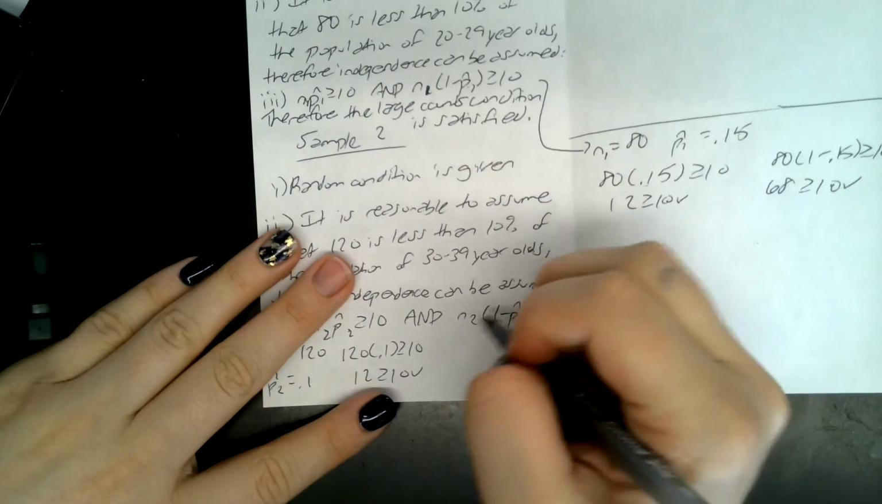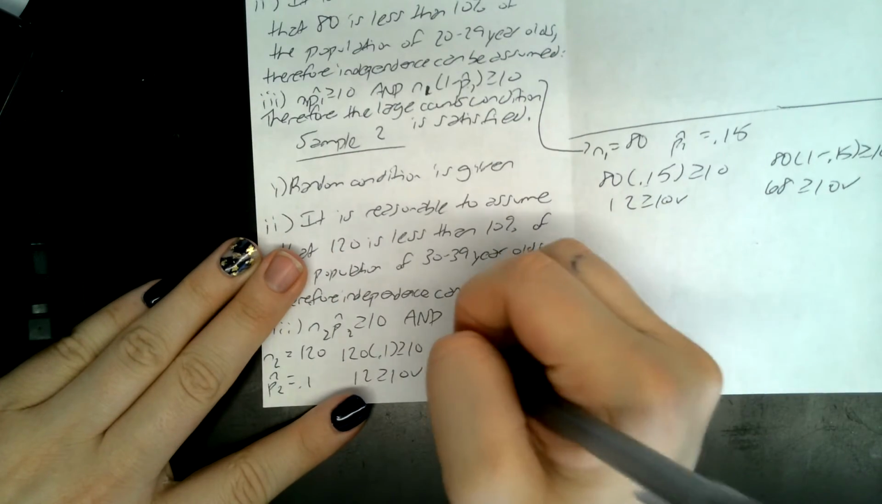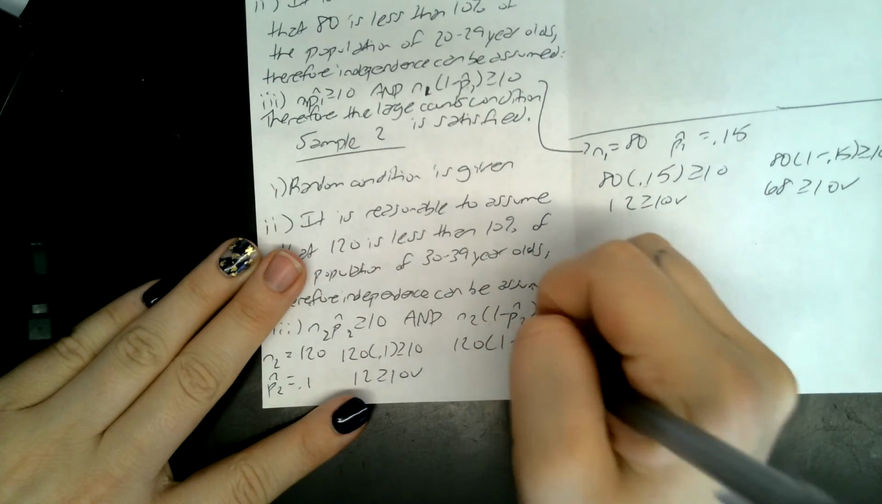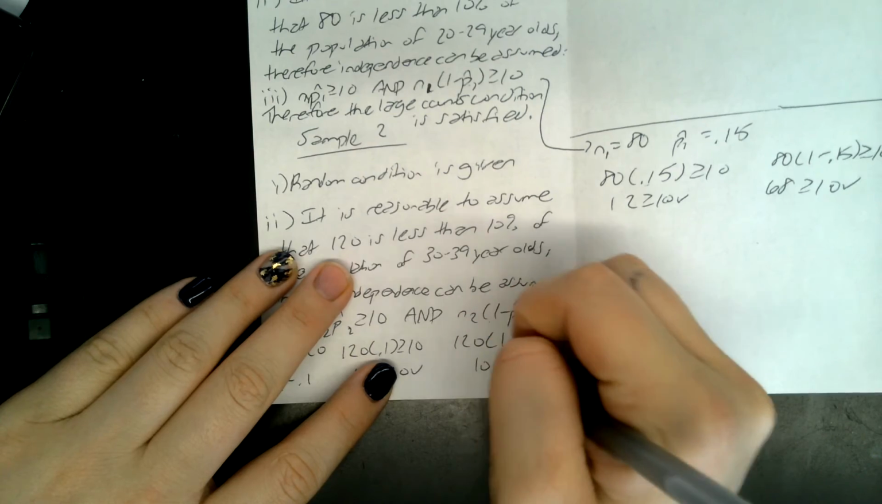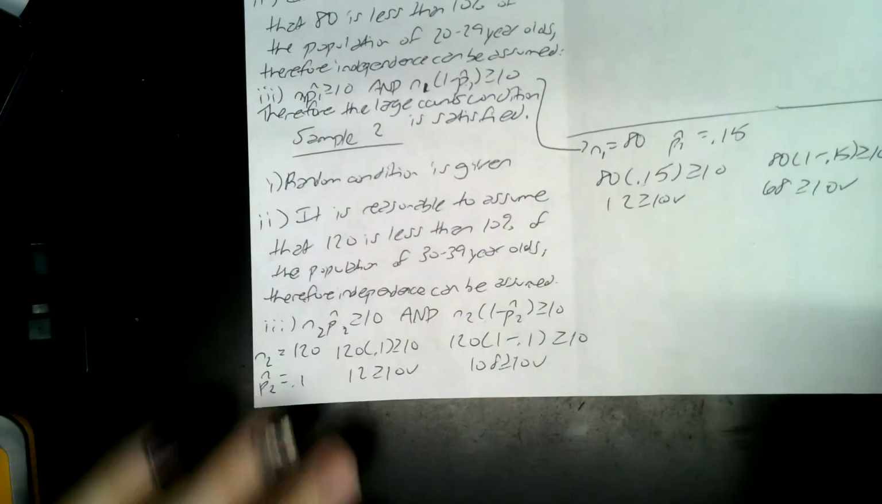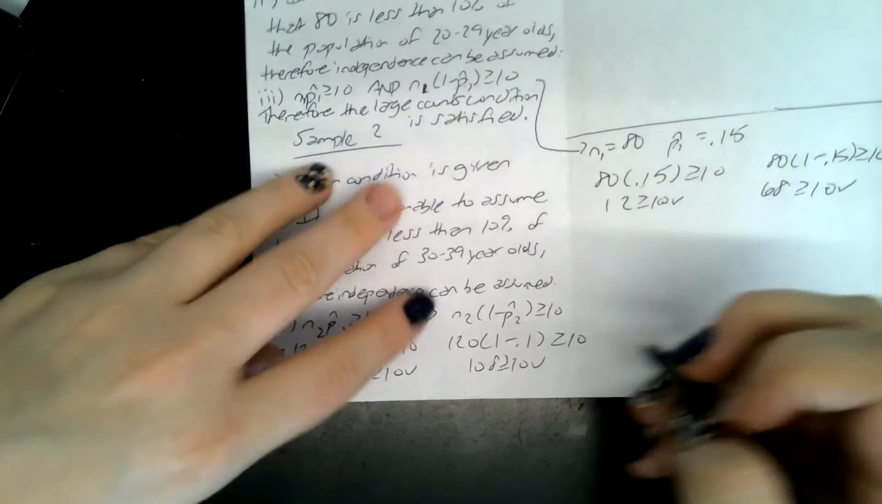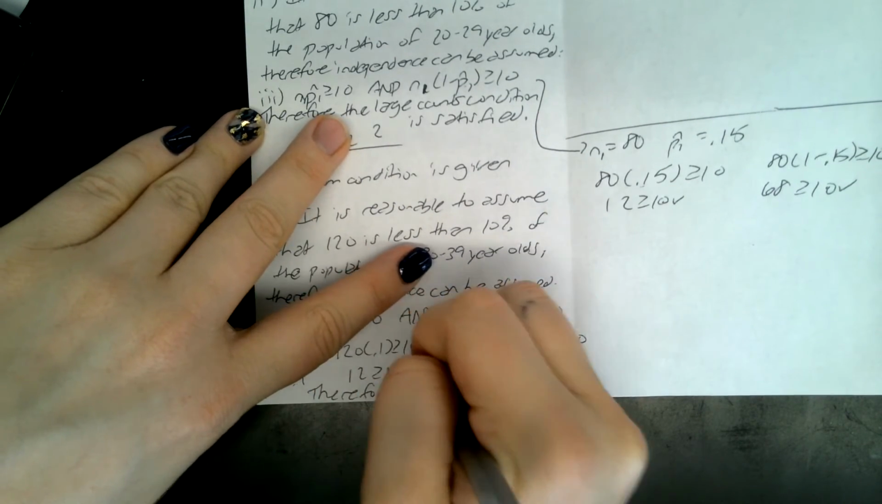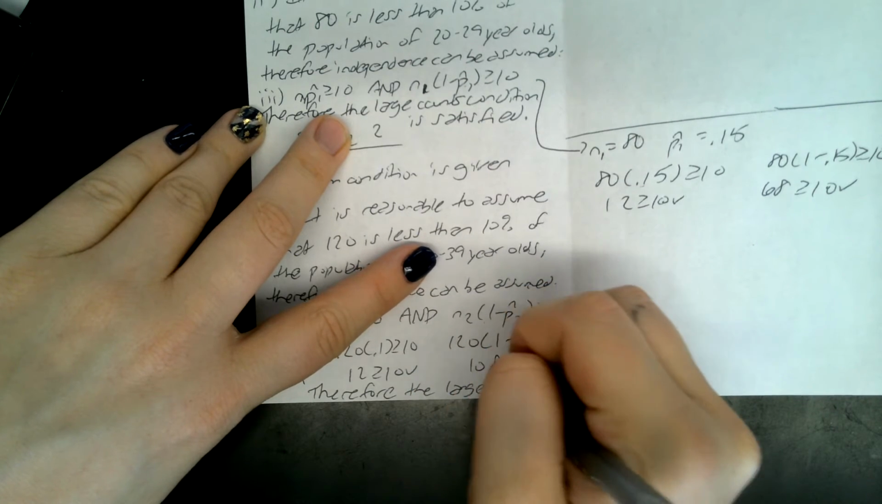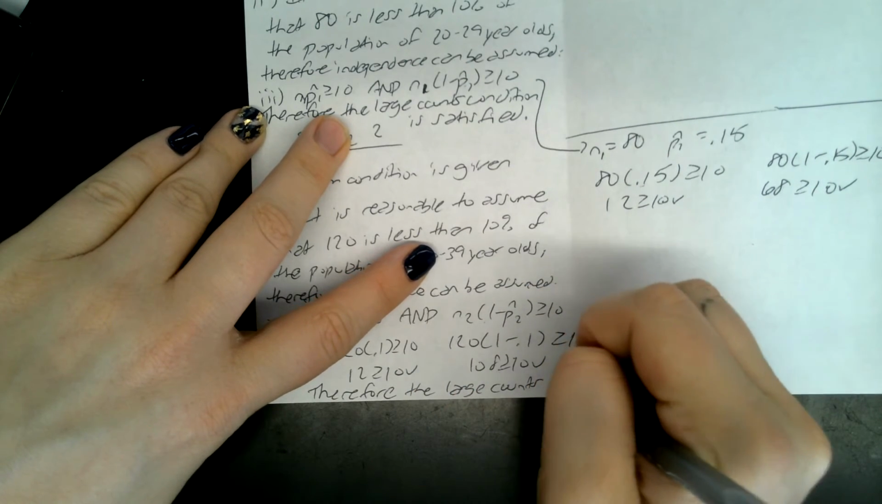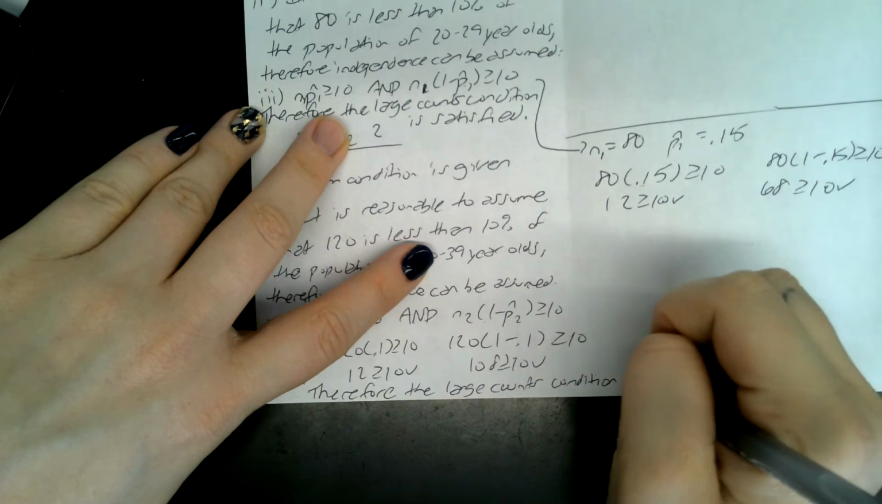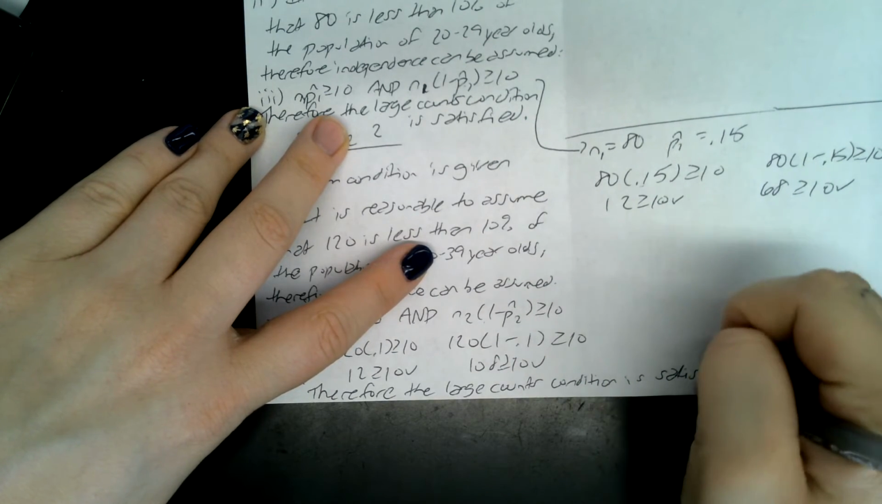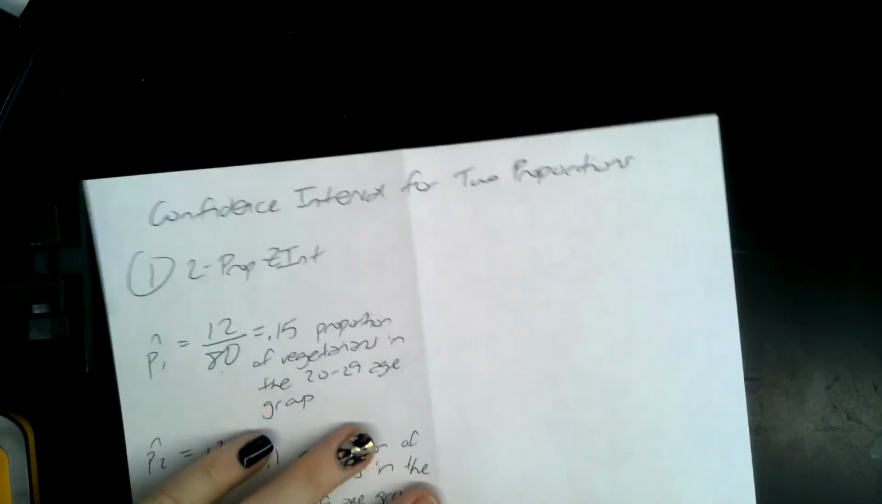That's going to come out to 12. That one's good. N2, again, that's 120 times 1 minus that P2 hat. Put that in your calculator. Comes out to 108, and that is also greater than or equal to 10. So that's good, and then we can say, therefore, the large counts condition is satisfied. Amazing.